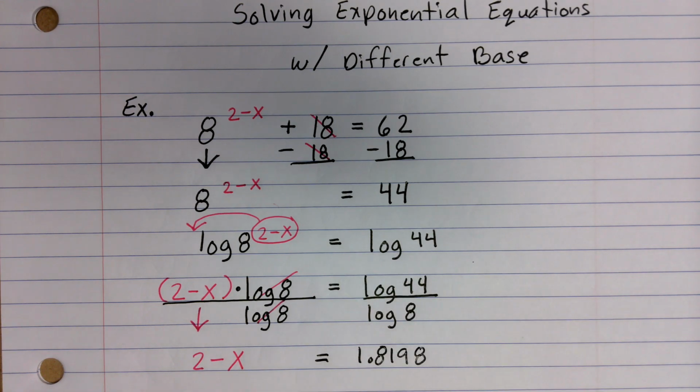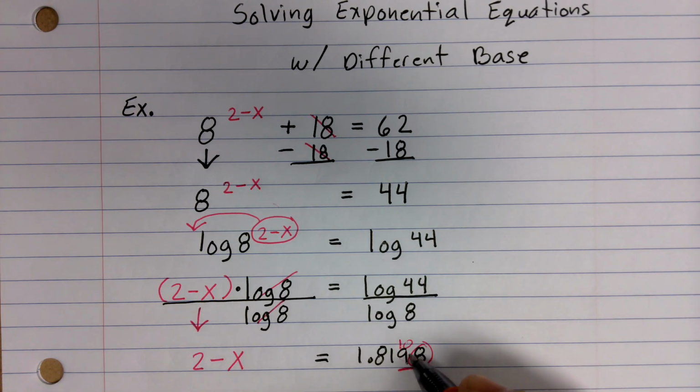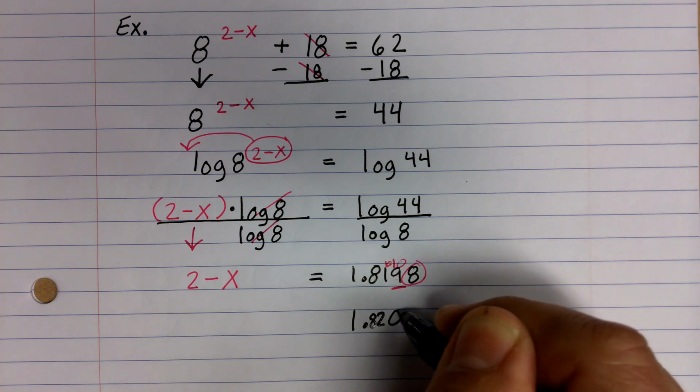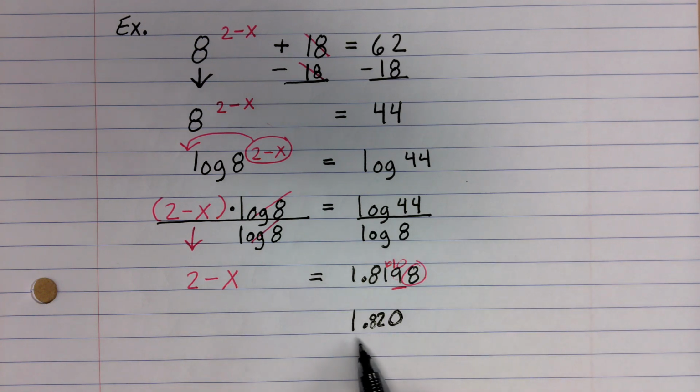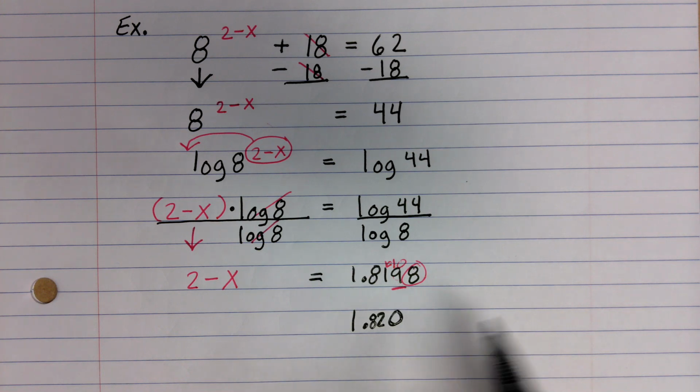1.8198. And if I round this to 3 decimal places, that 8 tells me to change that 9 to a 10. Now obviously we can't put a 10 in this thousandths place, so that 1 is going to carry over to the next digit. So we could rewrite this as 1.820. So 1.819 turned into 1.820. Now we're getting closer to being done.